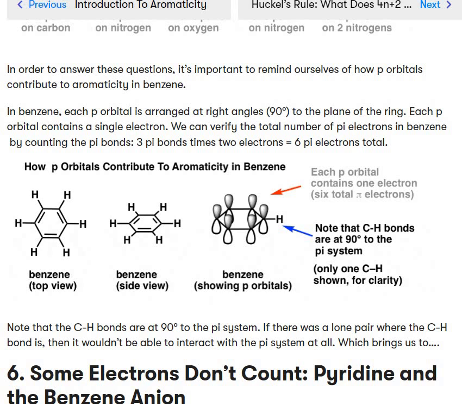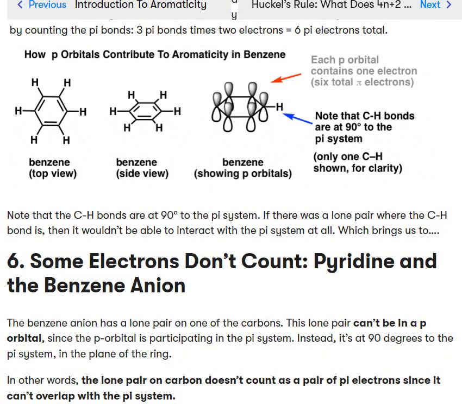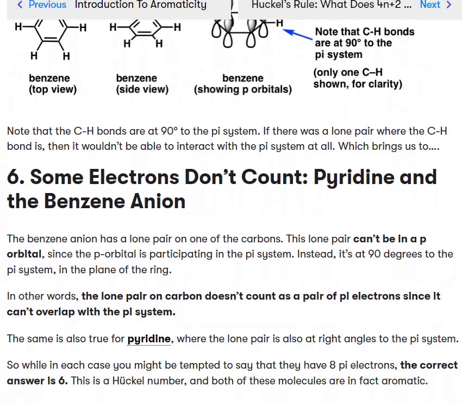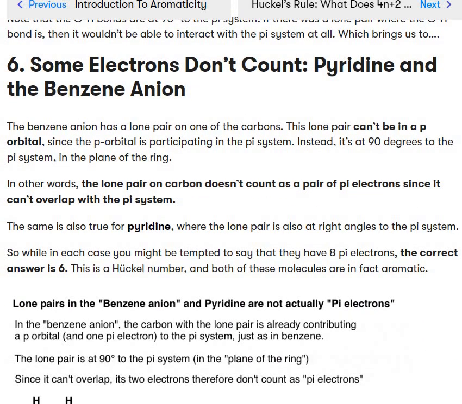Note that the CH bonds are at 90 degrees to the pi system. Only one CH is shown for clarity. If there was a lone pair where the CH bond is, then it would not be able to interact with the pi system at all, which brings us to some electrons that don't count: pyridine and the benzene anion. The benzene anion has a lone pair on one of the carbons.